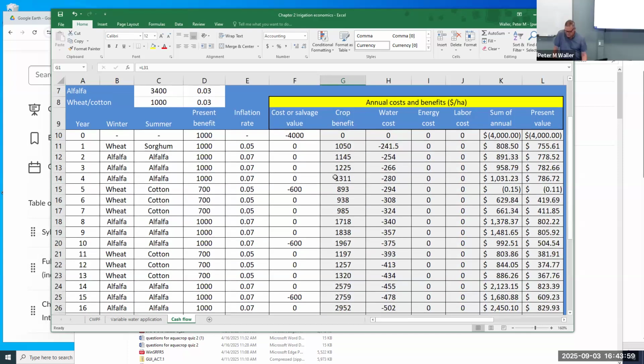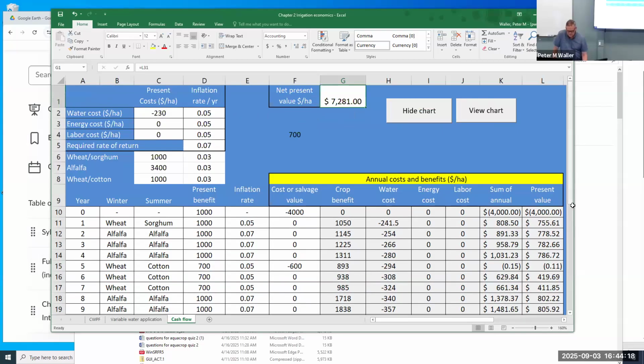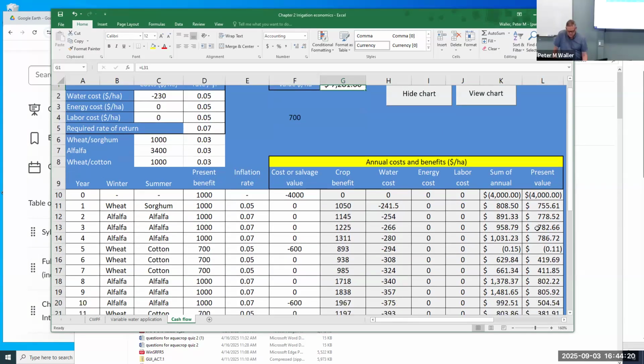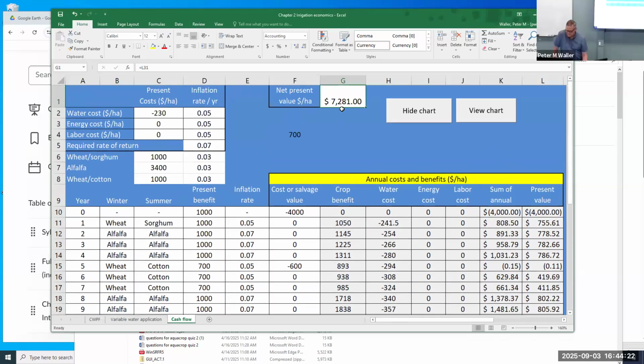So what's happened here is all these values have been converted back to present value. See, here's the present value in this column. So here is their value in the future, but then I'm converting them all back to present value based on the required rate of return. So this number here is just adding up these present values. All right.